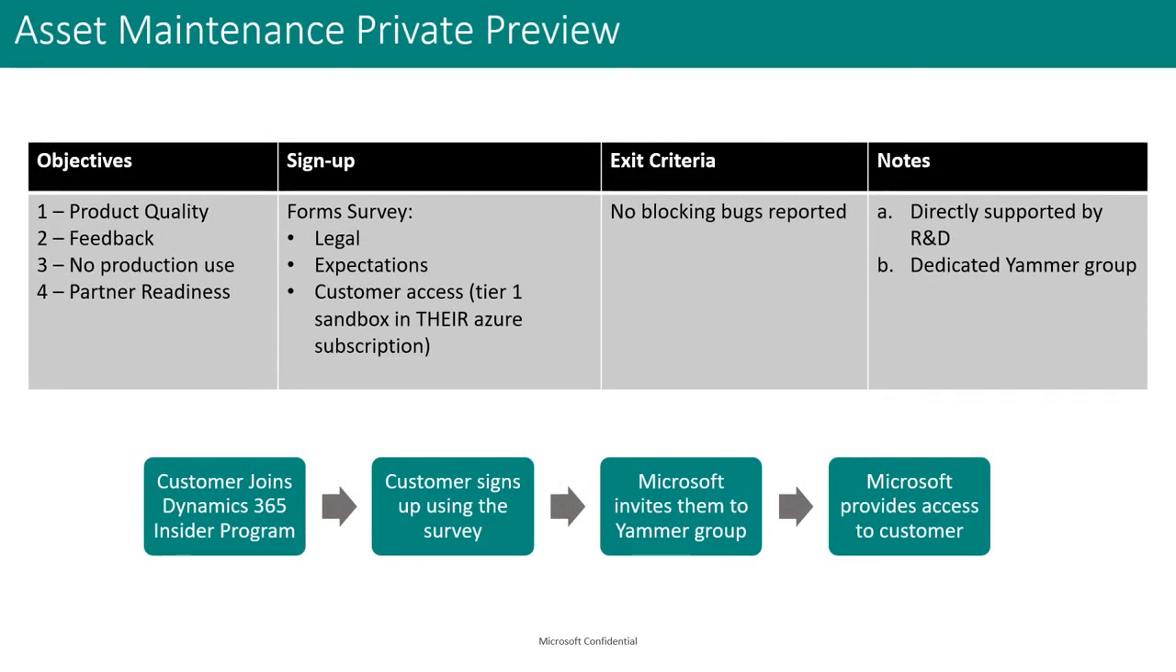And this is just an example of the asset maintenance private preview that we have going on. We have that select group of customers. We're working very closely with them. Our exit criteria, as we've been talking through here, is obviously no blocking bugs. They are sponsored and supported directly by R&D and through a special dedicated private Yammer group. So all of this build up and feedback is happening before we take the actual product and make it generally available.